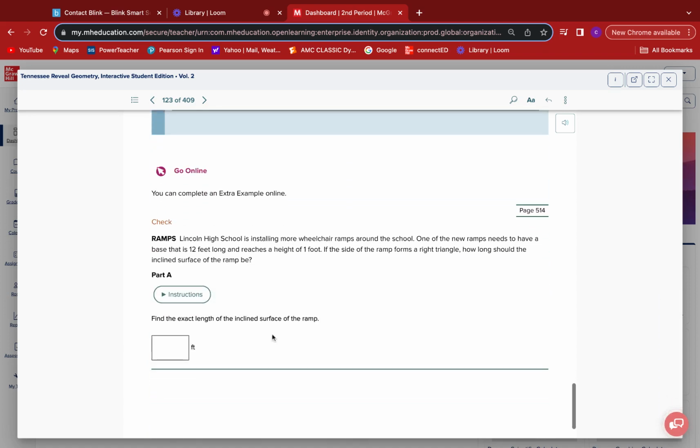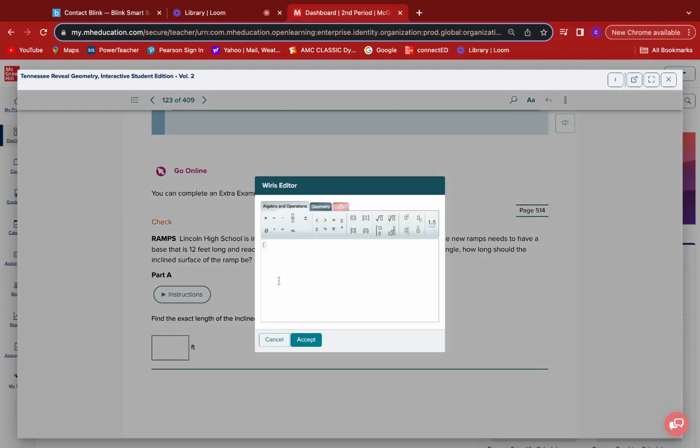We got our check. All right, looks like it's another word problem. Lincoln High School is installing more wheelchair ramps around the school. One of the new ramps needs to have a base that is 12 feet long and reaches a height of 1 foot. If the side of the ramp forms a right triangle, how long should the inclined surface of the ramp be? All right, we're looking for the hypotenuse again, you guys. So we're going to use the Pythagorean theorem. A squared plus b squared equals c squared.